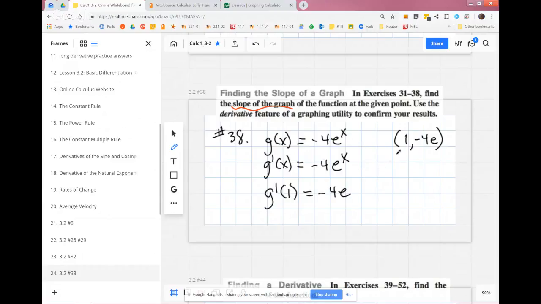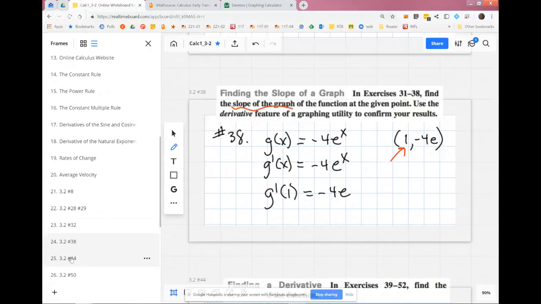Now the question is, what's the derivative at 1? E to the 1 is e. Negative 4 times e. There you go. That's your slope. And if you're wondering, e is about 2.7, so you could actually get a value, but that's the way we want to leave it.